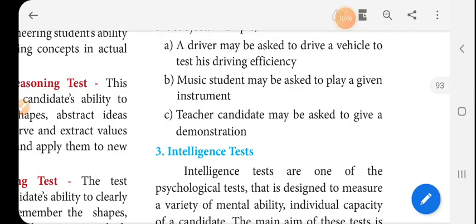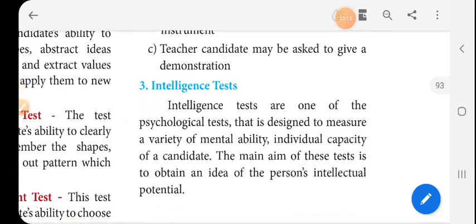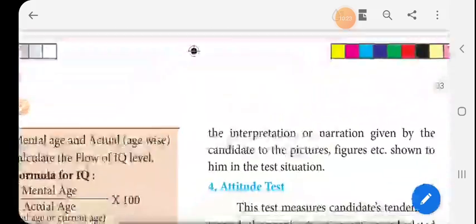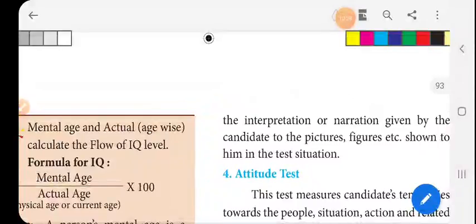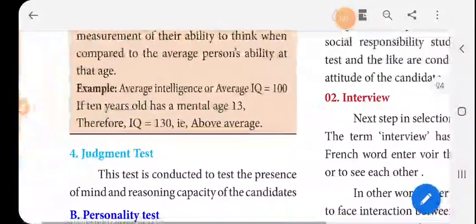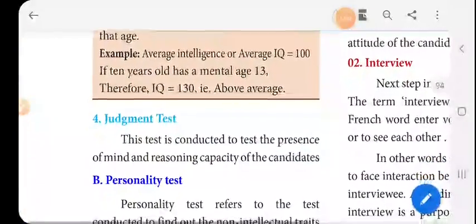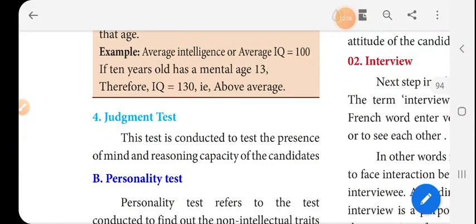The third one, intelligence test. Intelligence tests are one of the psychological tests designed to measure a variety of mental abilities and individual capacity of a candidate. The main aim of this test is to obtain an idea of the person's intellectual potential. Then the fourth one, judgment test. This test is conducted to test the presence of mind and reasoning capacity of the candidate.